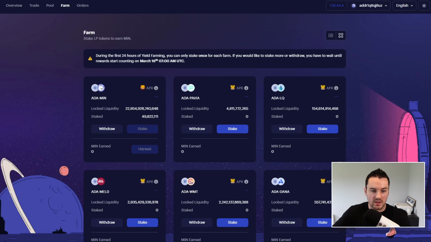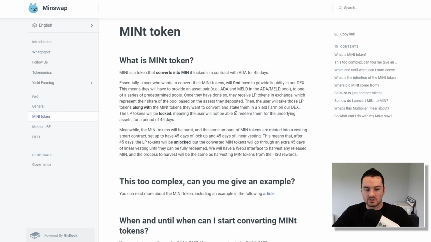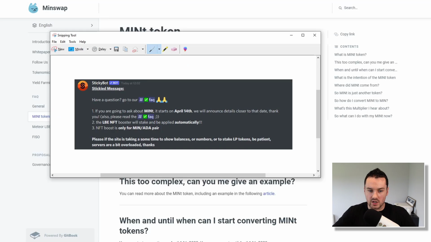You can see 49,000 staked, and on this bonus booster rate here, this account would have 190%, which is very nice. Now, that is only for the first 7 days, but a very nice bonus to get for being involved in the LBE. So something else that people have been asking about is MINT T tokens. So actually, I'll show you the screenshot first. I took this from the Discord today.